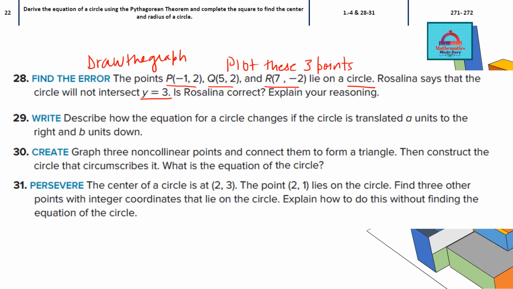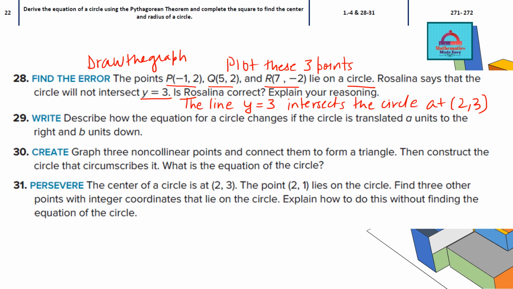Now when you draw the graph, when you plot these 3 points, you will be able to see that the line y equal to 3 intersects the circle that you draw at the point 2 comma 3. So therefore this girl Rosalina is not correct.